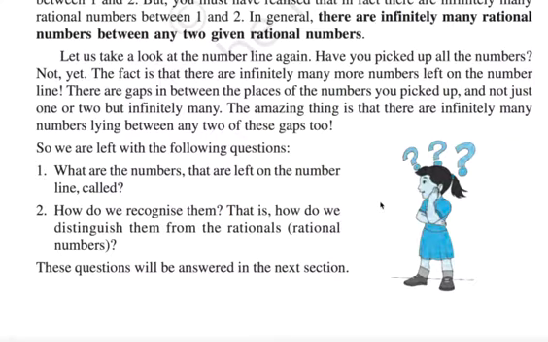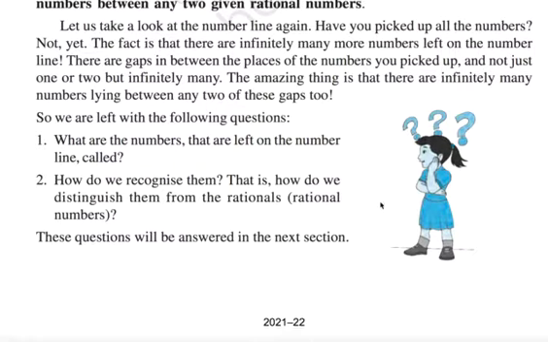So we are left with the following questions. What are the numbers left on the number line called? How do we recognize them? That is, how do we distinguish them from the rational numbers? These questions will be answered in the next section.